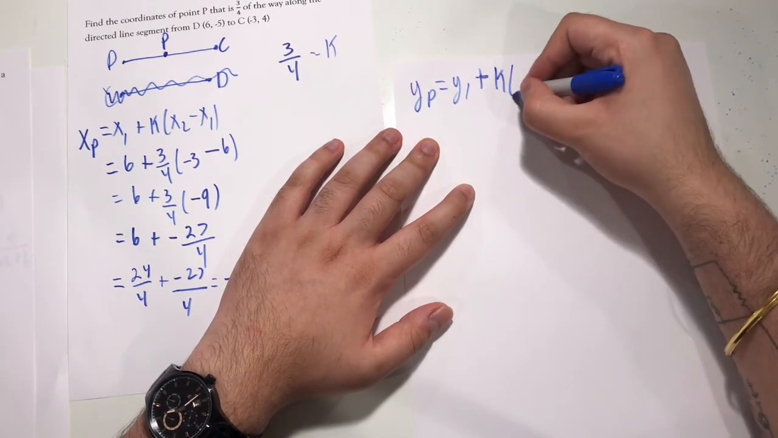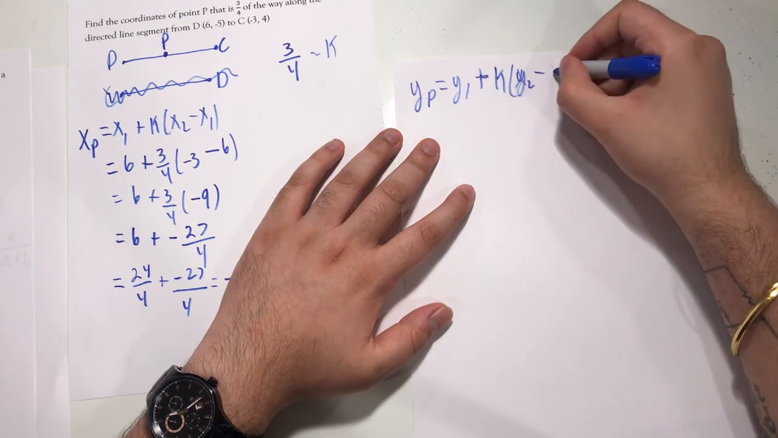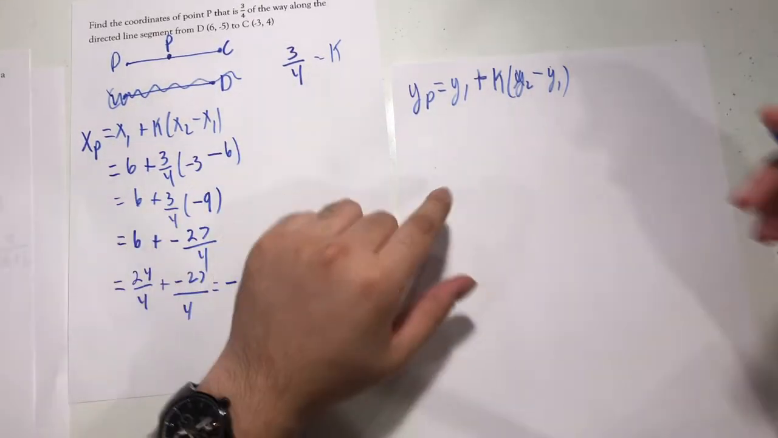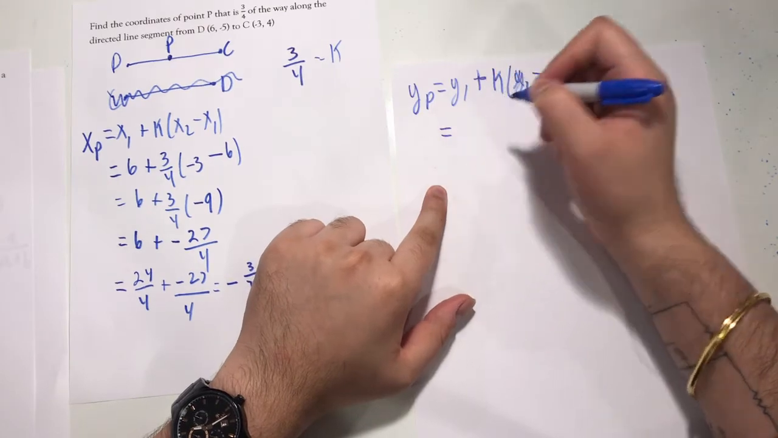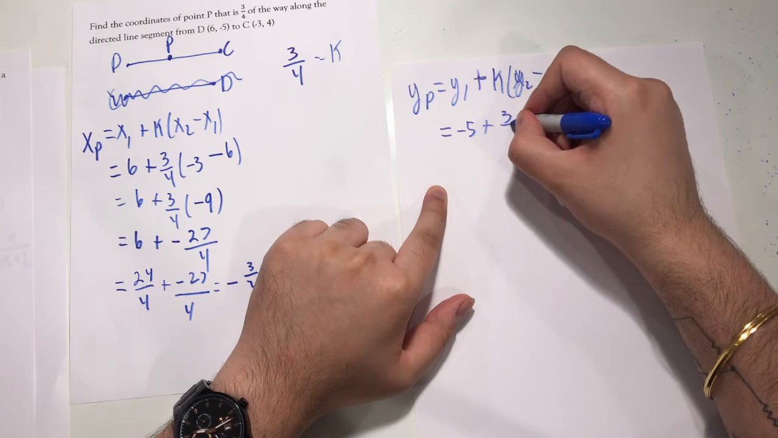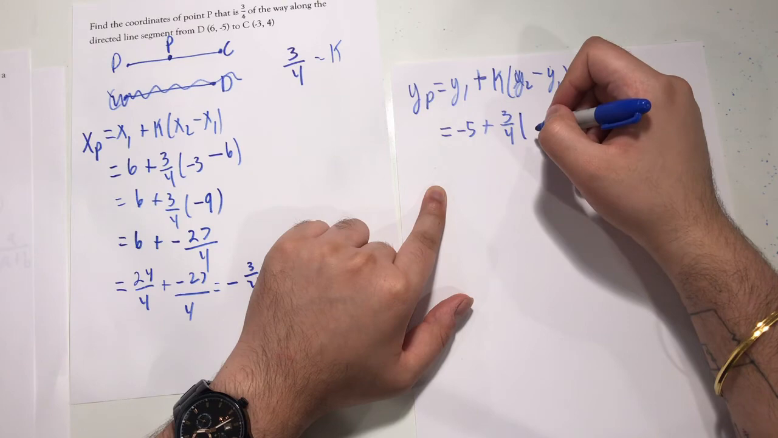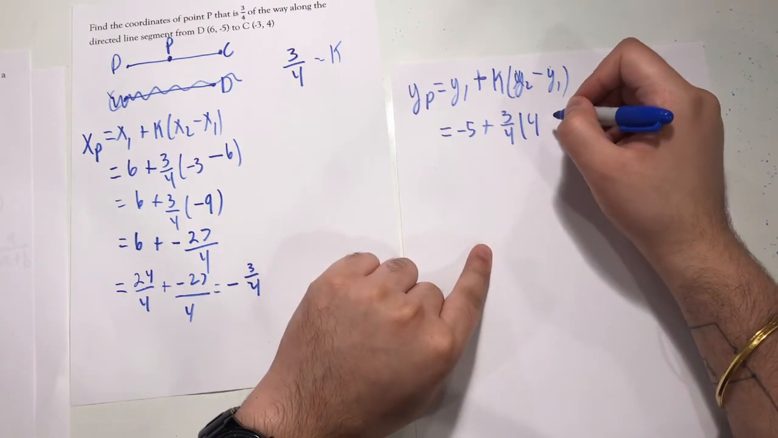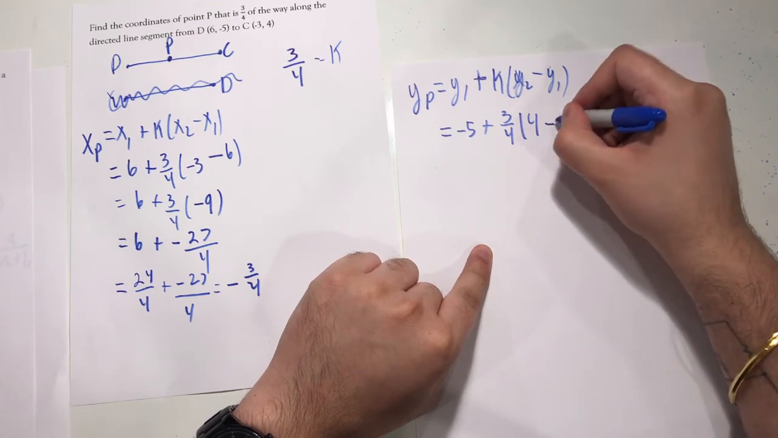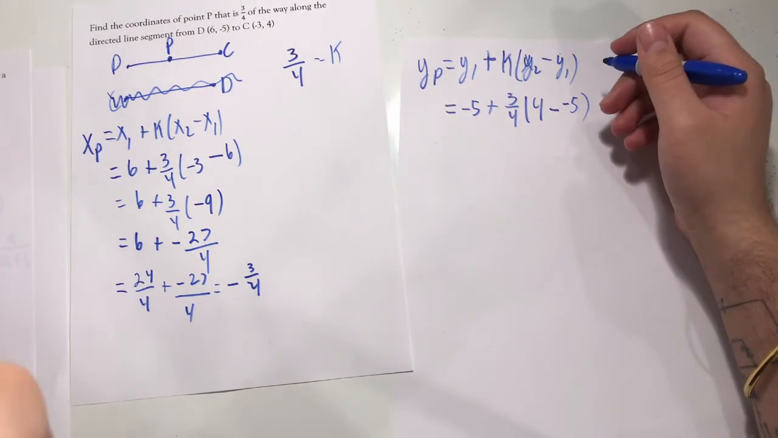I say it a lot, but boring means you're getting used to it. You're getting used to the actual formula, used to just how something like this would look. So y of the partition is what we're looking for. y1 is going to be negative 5. k is going to be 3 over 4. y2 is going to be 4. And what is y1? That's going to be minus a negative 5. Okay? And we just do this algebra out.